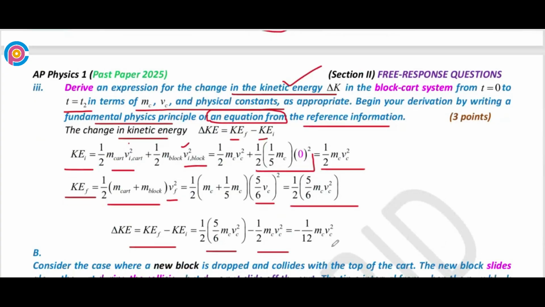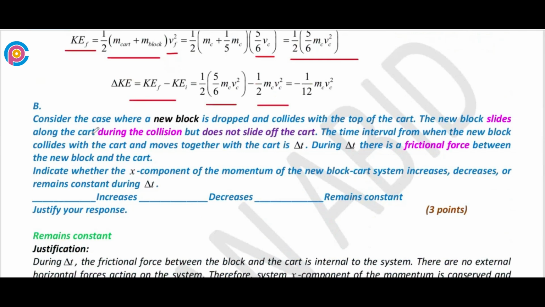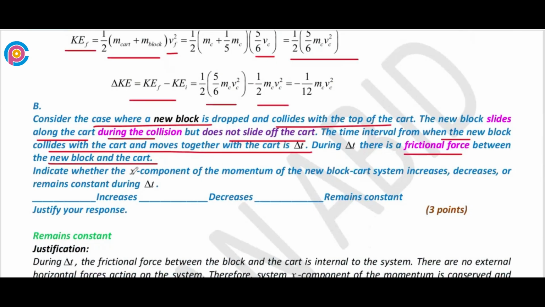Okay. Now the next part of the question: consider the case where a new block is dropped and collides on the top of the cart. The new block slides along the cart during the collision but doesn't slide off the cart. The time interval from when the new block collides with the cart until they move together is delta t. During delta t, there is a frictional force between the new block and the cart. Indicate whether the x component of the momentum of the new block-cart system increases, decreases, or remains constant, and justify your response.